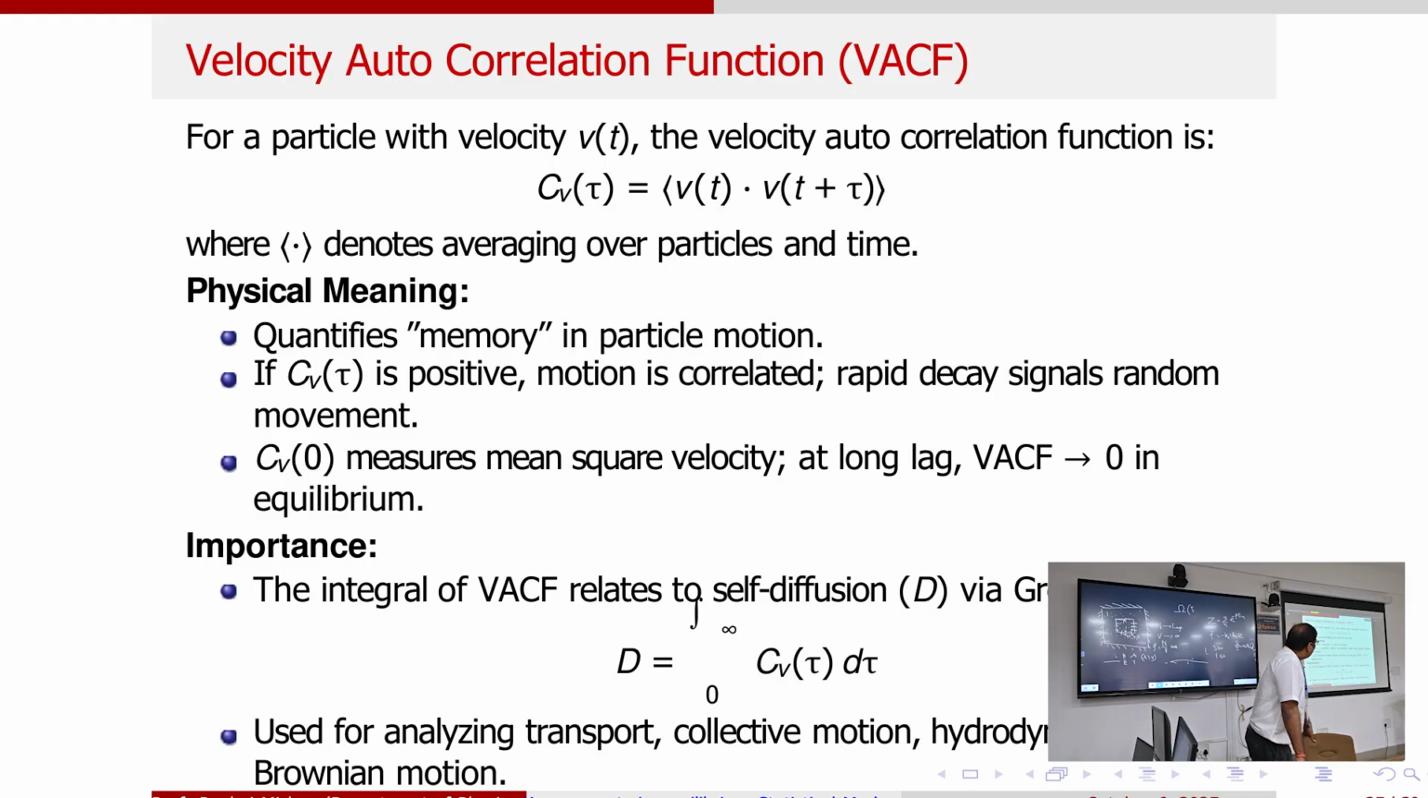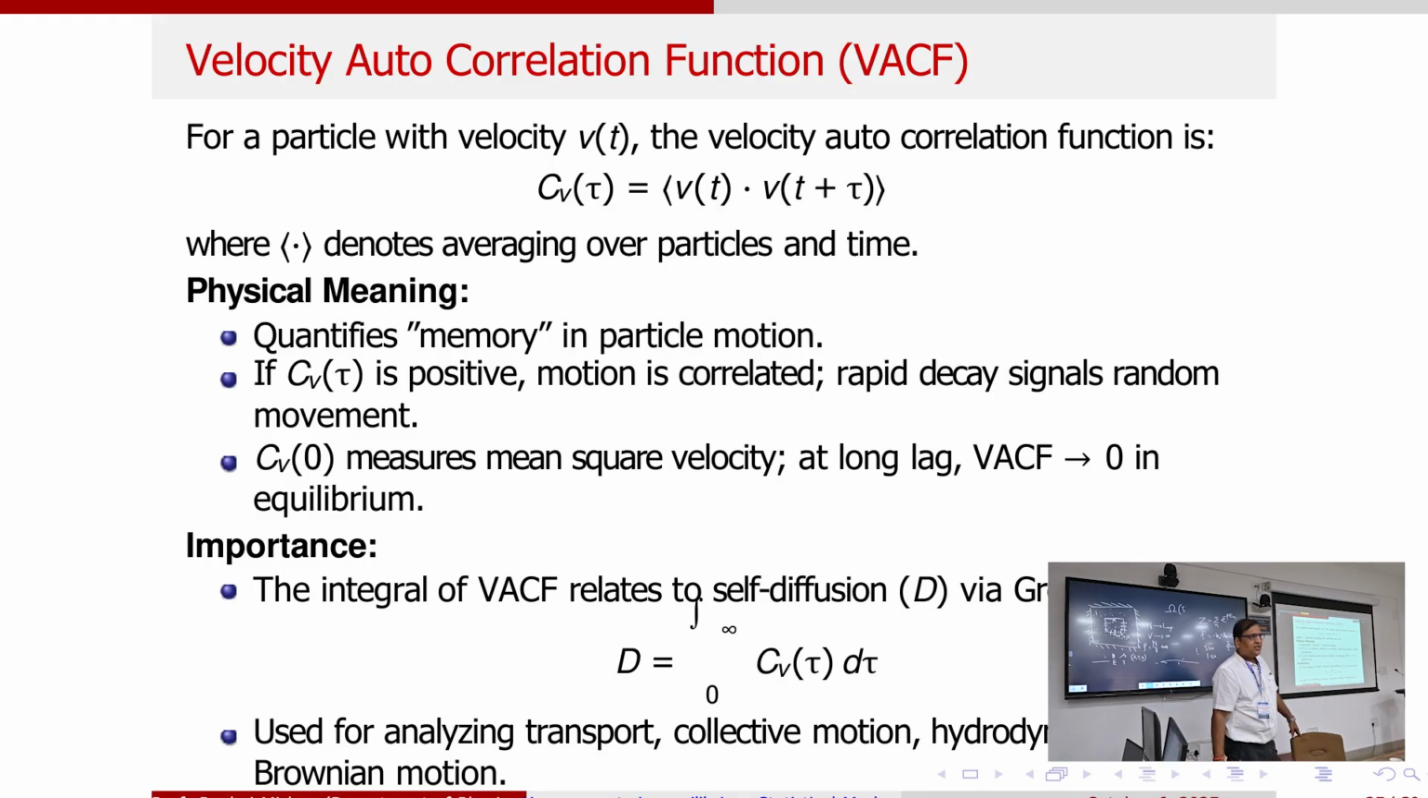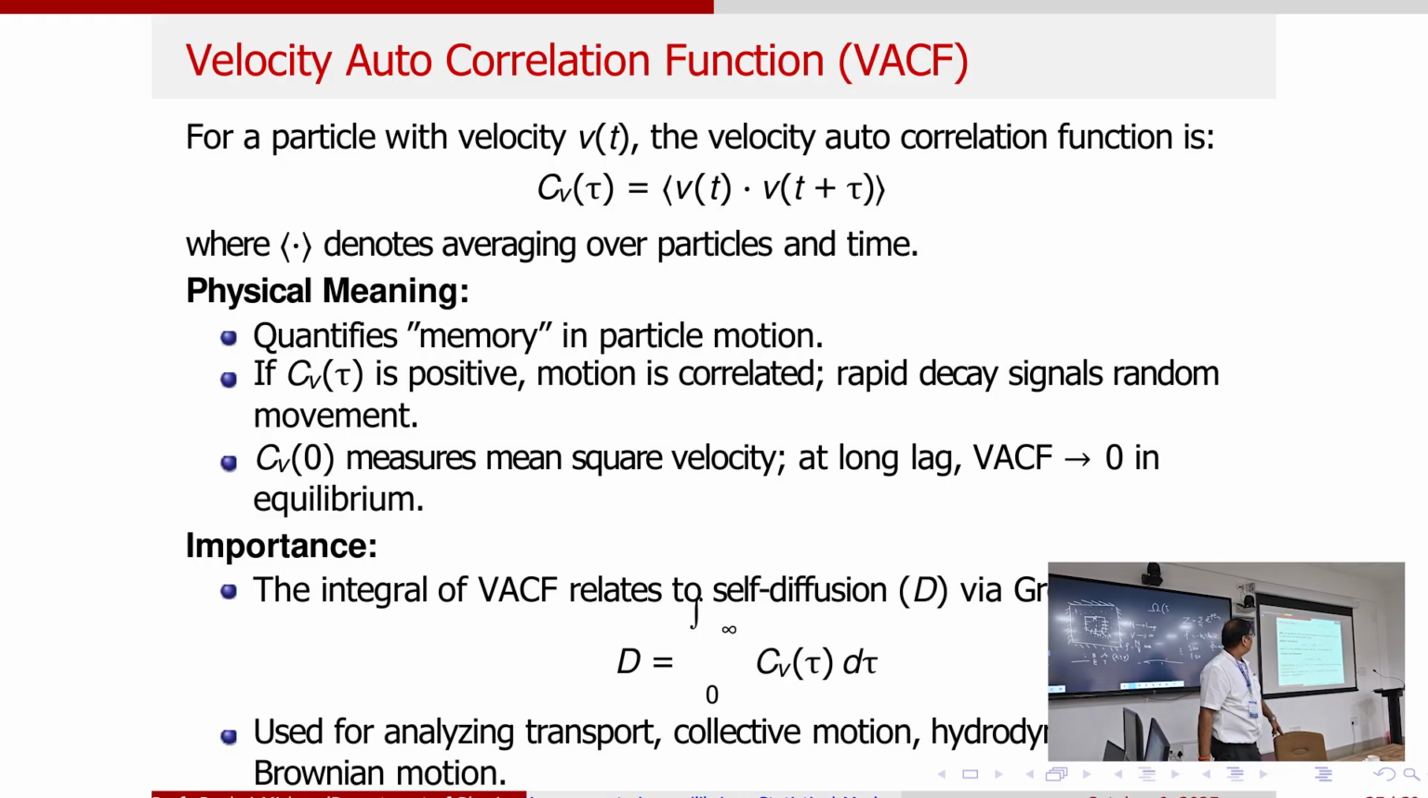If C_v(t) is positive, motion is correlated; a rapidly decaying signal means random movements. All sorts of things it gives, we can decide. Not only that, this velocity autocorrelation function is also related to the self-diffusion coefficient via a particular relation called the Green-Kubo relationship. I think all these things will be covered by others.